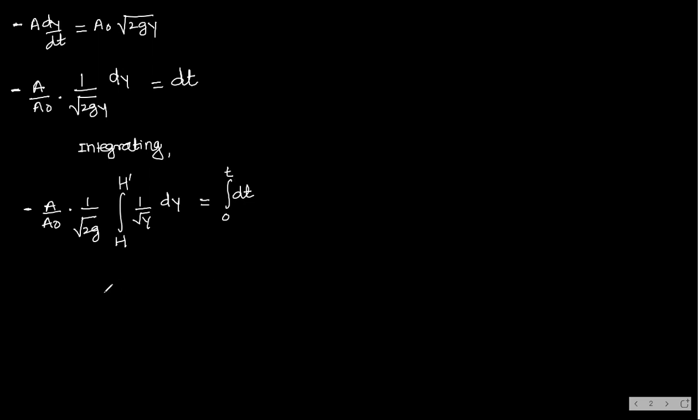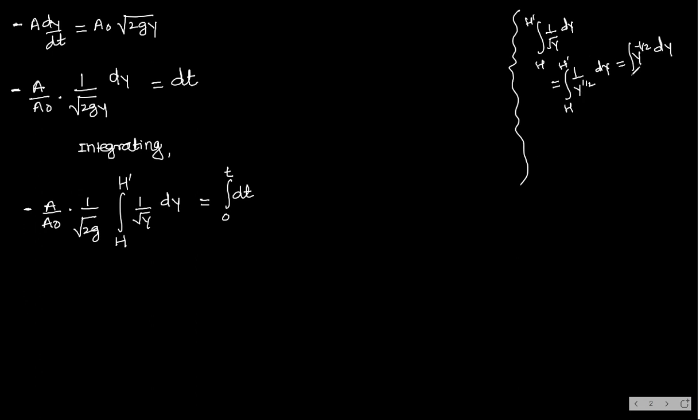Now I am doing this integration on this side so that you will understand easily. Listen here. Integration of 1 by root y from h to h dash into dy. This integration first I am doing. Can I write like this, 1 by y power 1 by 2 into dy, which is also equal to y power minus 1 by 2 dy? Anyone has doubt, please tell.